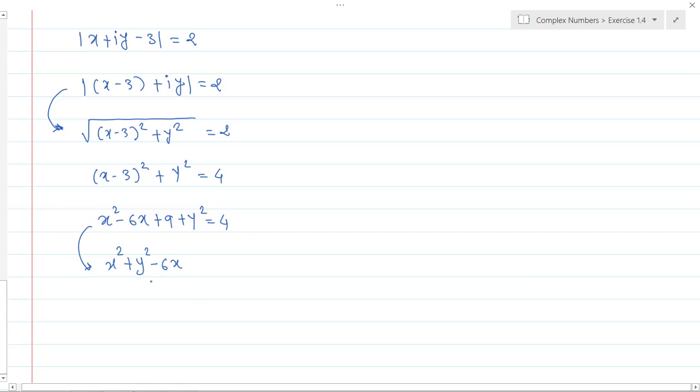So it becomes x square plus y square minus 6x. We have 9 minus 4, which is nothing but plus 5, equal to 0. Is it okay? So this becomes the locus of the given complex number.